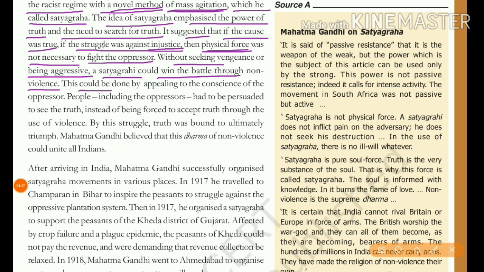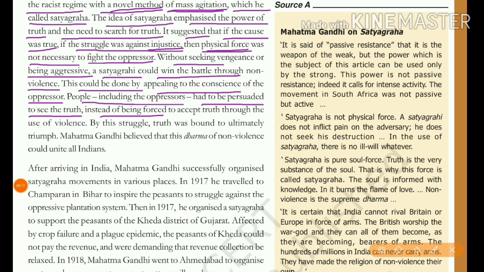This could be done by appealing to the conscience, that means the inner sense of what is right or wrong in one's conduct or motives, the conscience of the oppressor. People, including the oppressors, had to be persuaded to see the truth.